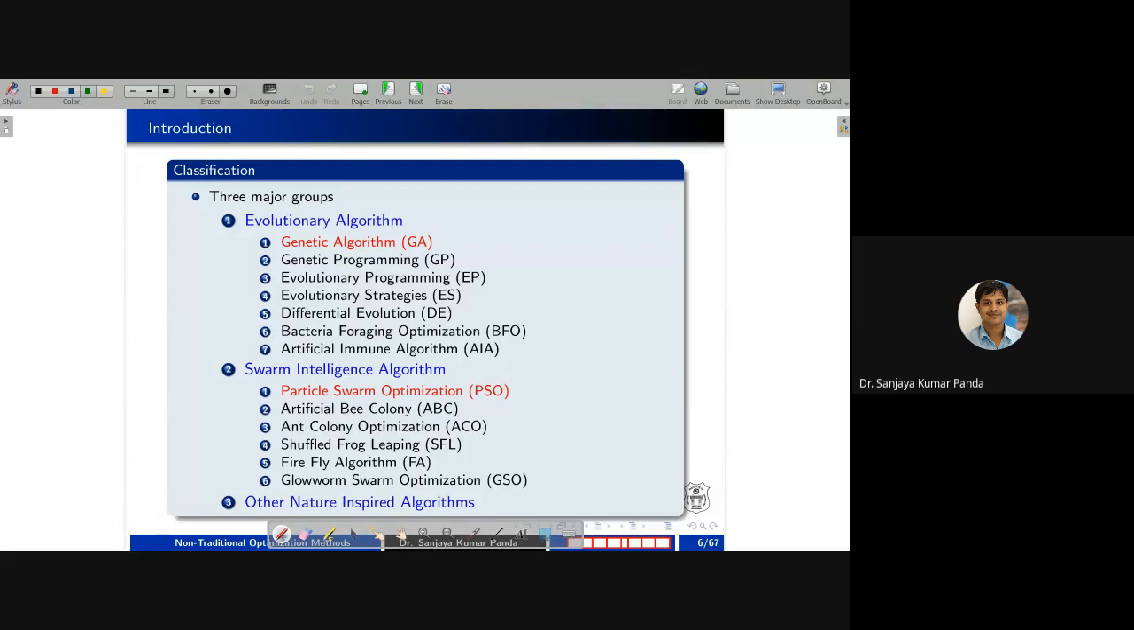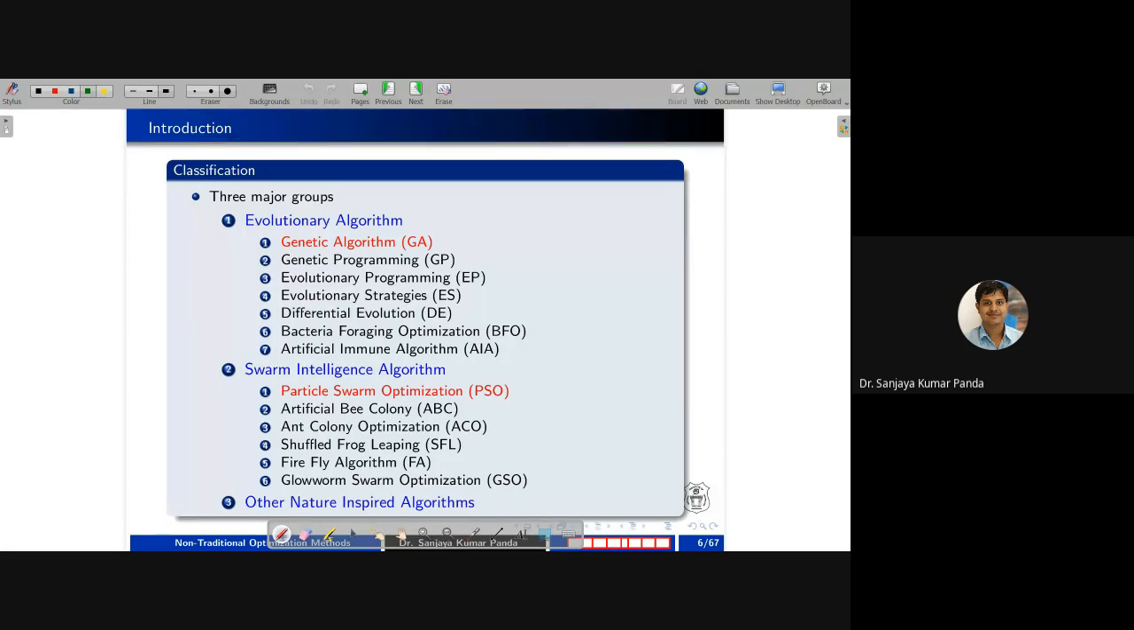Another set of algorithms is called swarm intelligence algorithms. The popular algorithms like particle swarm optimization, ant colony optimization, artificial bee colony optimization, shuffled frog leaping optimization, firefly algorithm, glowworm swarm optimization are part of swarm intelligence, examples of swarm intelligence algorithms.